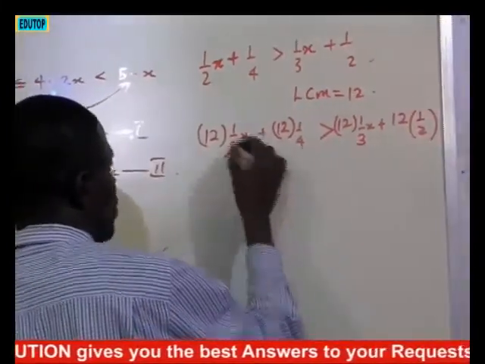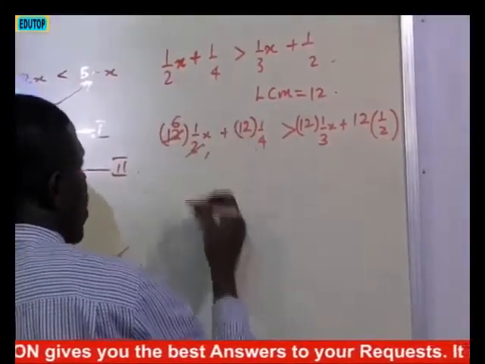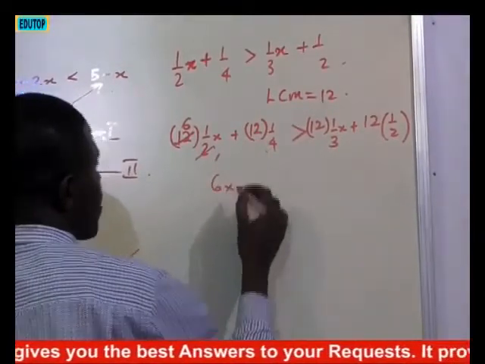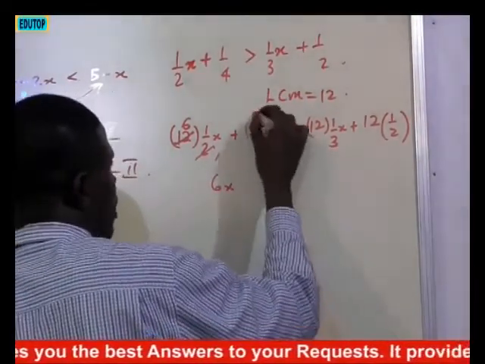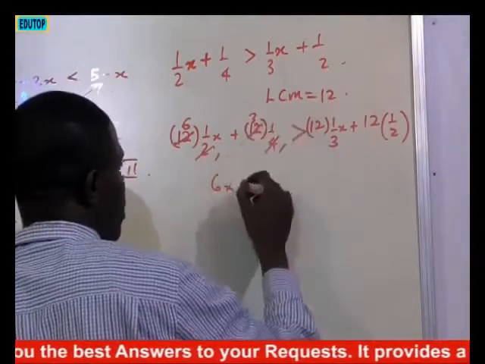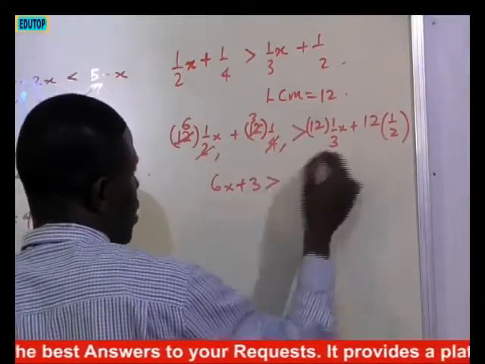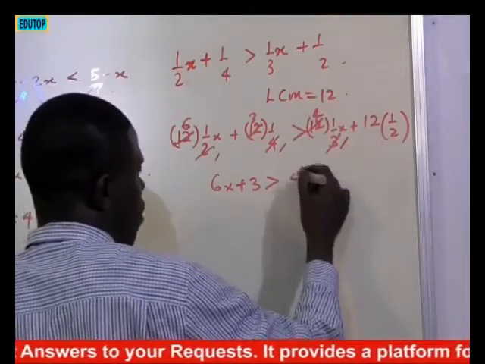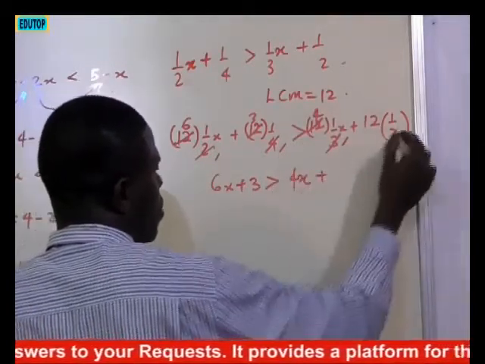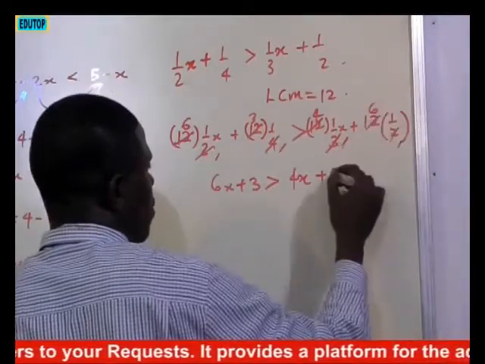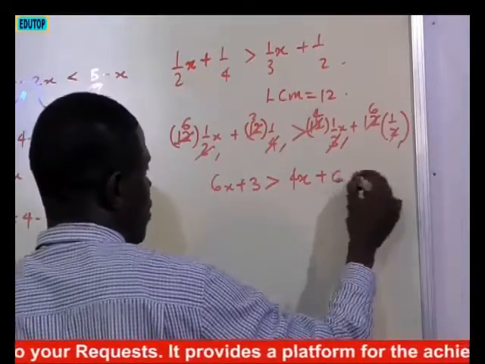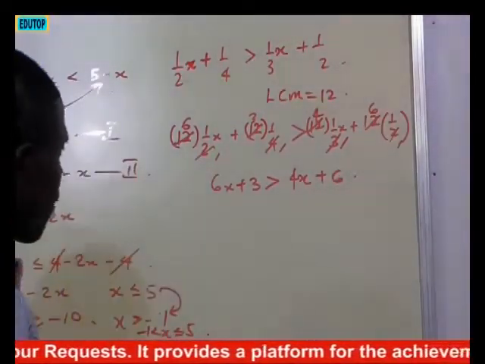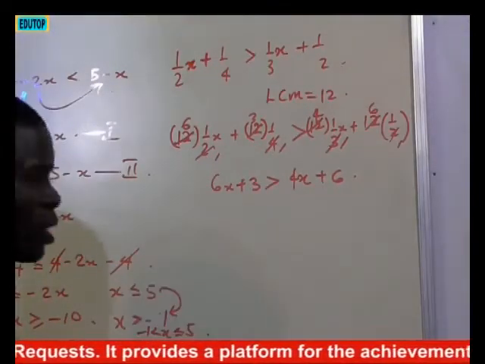Then 2 here 1, 2 in 12, 6. 6 times 1x, that's 6x. 4 here 1, 4 here 3. 3 times 1, 3. Greater than 3 here 1, 3 here 4. 4 times 1x, 4x. Plus 2 here 1, 2 here 6. 6 times 1, 6. So we have been able to simplify a complex situation to a simpler situation.